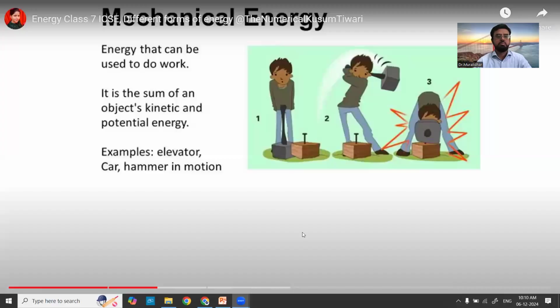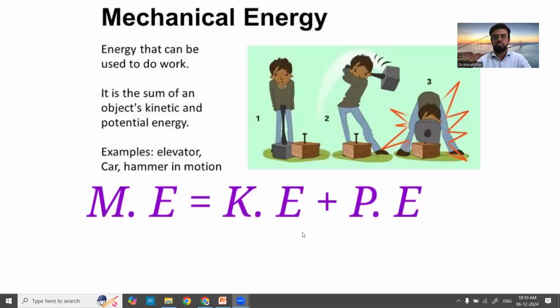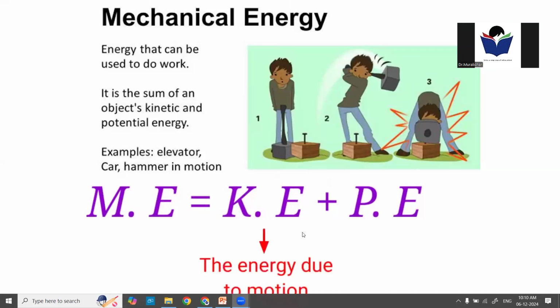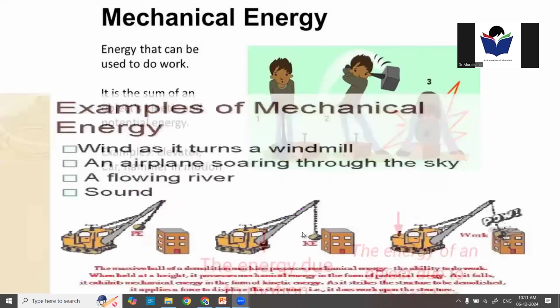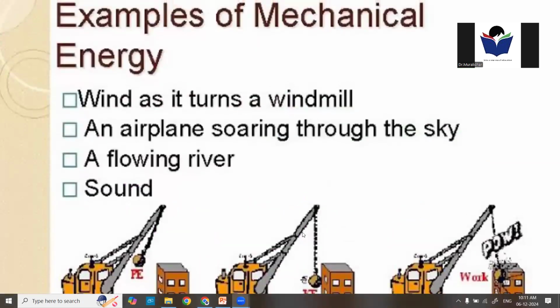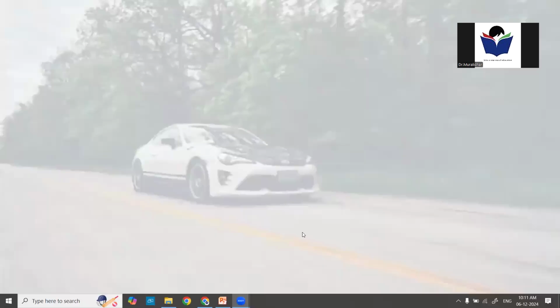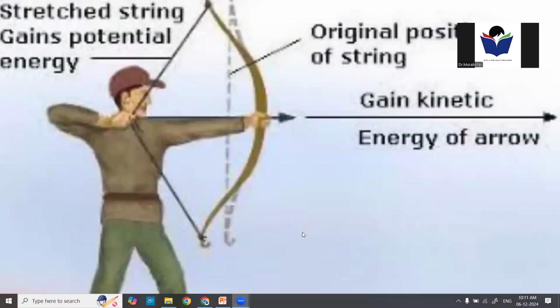Mechanical energy. Mechanical energy of an object is the sum of potential energy and kinetic energy. In short, you can understand that the kinetic energy of an object is related to its state of motion, and the potential energy of an object is related to its state of position. In the next video, we will learn in detail about kinetic energy and potential energy. Mechanical energy examples: objects that have mechanical energy, whether in a state of rest or in a state of motion, like a car in motion or an arrow on a stretched bow. All these are examples of mechanical energy.